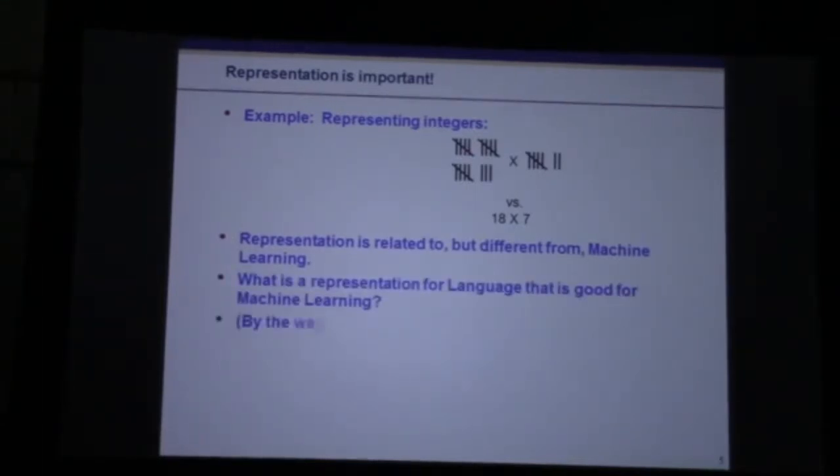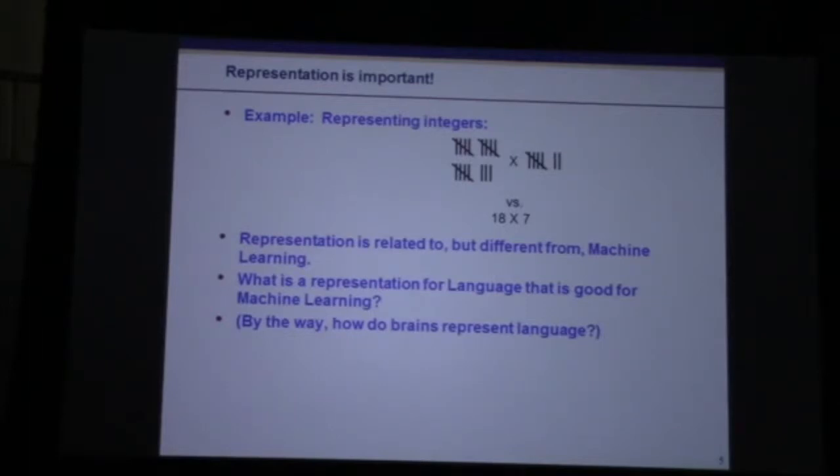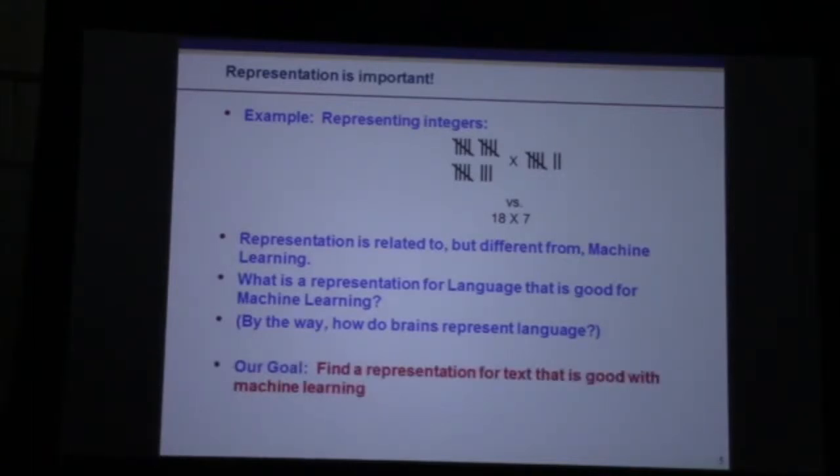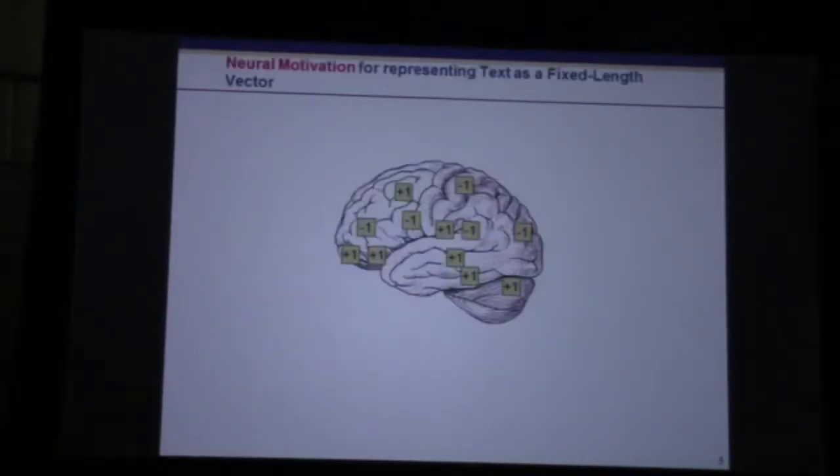So what's a good representation for language? Also, by the way, a separate interesting topic is how the brains do it, right? We do it all the time without thinking. Well, something's going on there. How in the world are we able to process this language at all that we do so naturally and automatically? So one of our main goals is to find a representation that's good for text with respect to machine learning.